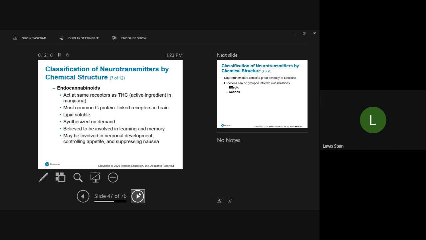Very interesting molecule, tetrahydrocannabinol, which is the active ingredient in marijuana most people are very aware of. It is typically associated with G protein receptors. It is lipid soluble, synthesized on demand. So we make those substances. So you can certainly consume them. And nowadays there's so much about it with the legalization, whether it's for medical usage or for any usage, depending on what the state governments are for.